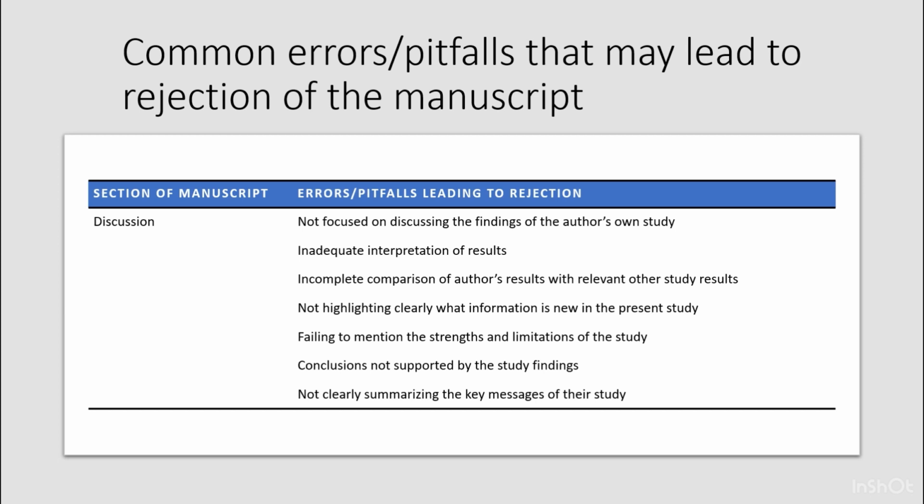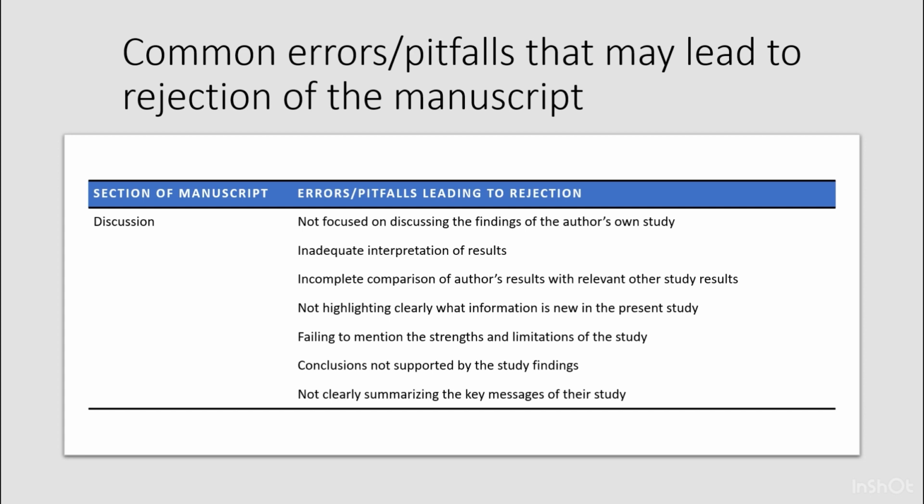The following issue that I usually encounter is that you're not able to highlight clearly what information is new to the present study. As a problem, if the discussion does not clearly articulate what the study contributes that is novel or distinctive, the manuscript may lack compelling rationale for publication.